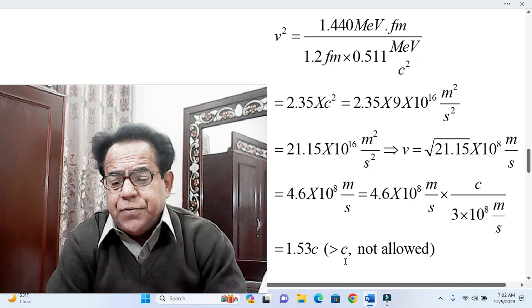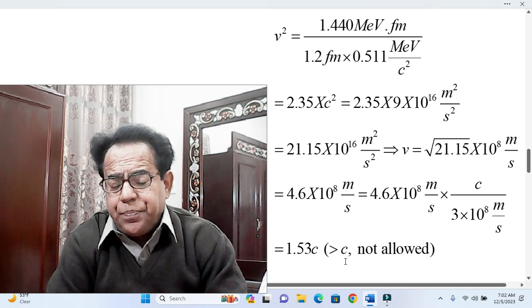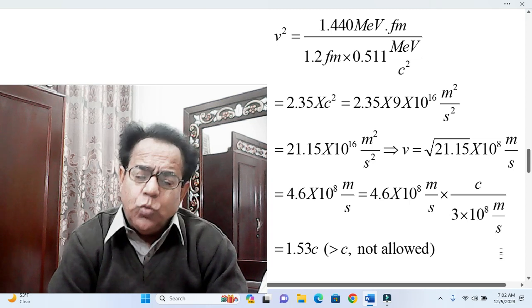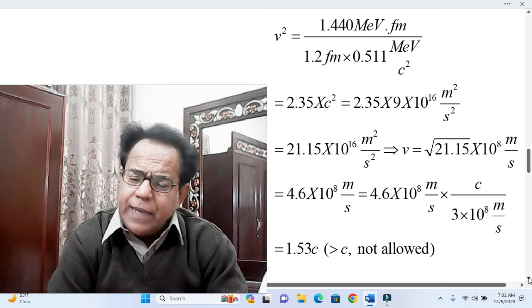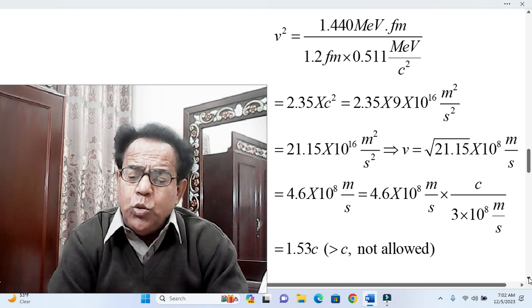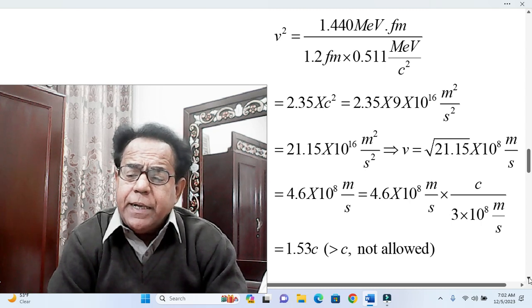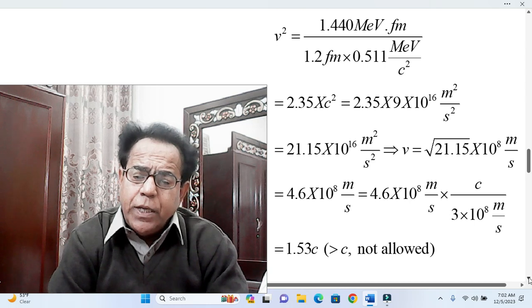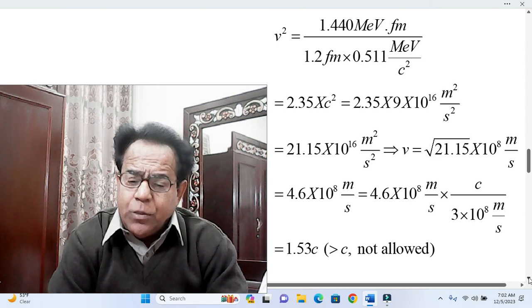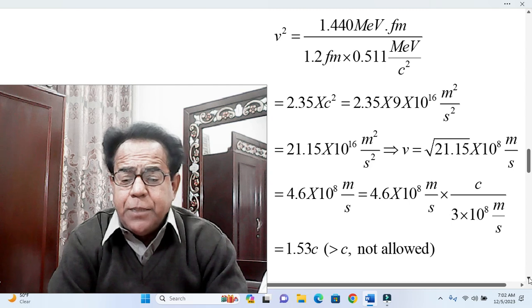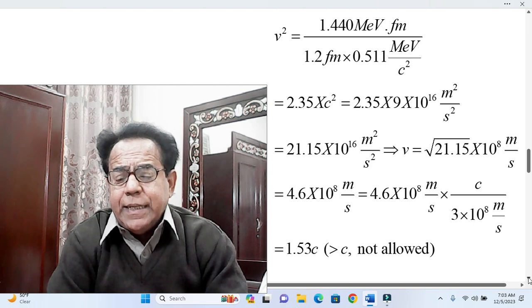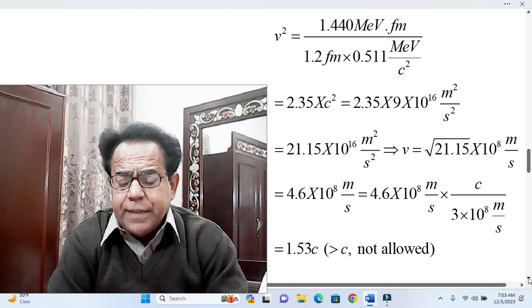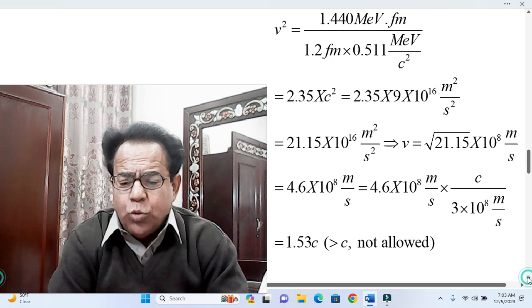It is 50% greater than the speed of light, so this is not allowed. This speed is not allowed. This comment is enough, because here the value of v has become greater than c. Here v is not becoming equal to c, it is becoming equal to 1.53 c, meaning that it is about 50% greater than c, so it is not allowed.